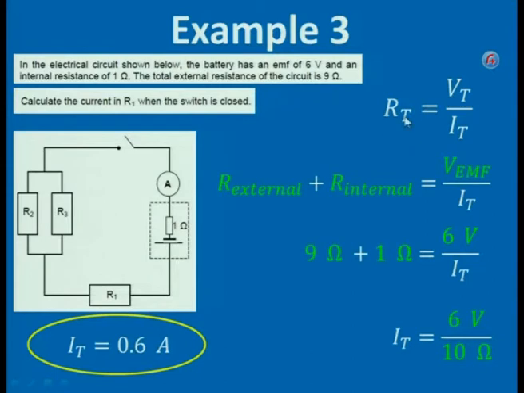So we need the total resistance and we need the total volts. The total resistance is the resistance external plus the resistance internal. And the volts is the EMF value that they give you. So the resistance external they give you in the question, 9 ohms, plus 1 ohm internal resistance, and the EMF they give you in the question, 6 volts. So you substitute the values and you calculate IT, which is then 6 volts divided by 10 ohms to give you the total current as 0.6 amperes.